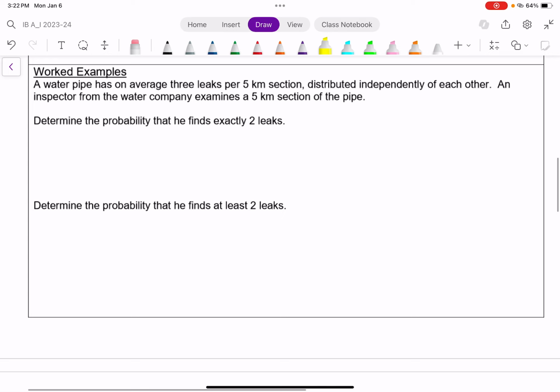So, for example, we have this water pipe that has an average of 3 leaks every 5 kilometers, distributed independently of each other. And an inspector examines a 5-kilometer section of the pipe. So what's the probability that he finds exactly 2 leaks?